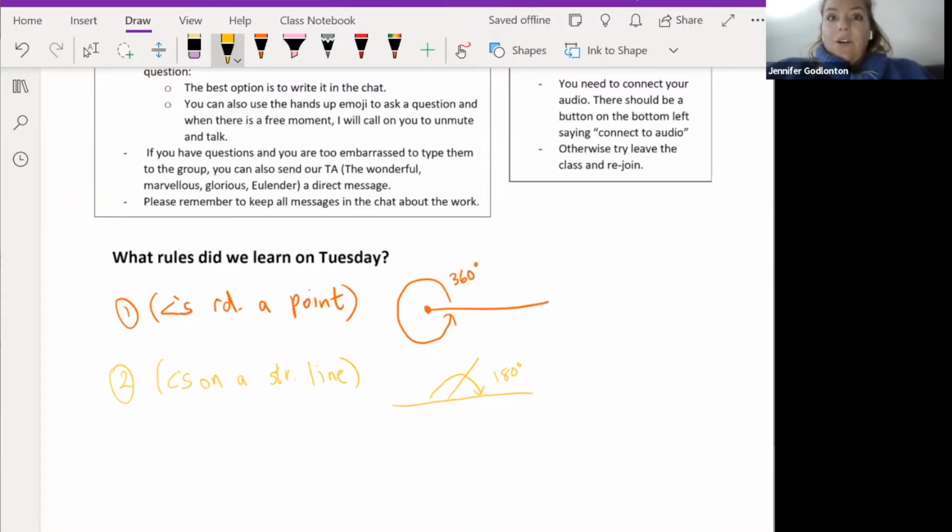We are going to combine them with the new rule that we're learning today within this lesson, and then we're going to try and do some tricky questions. We'll see how far we get.